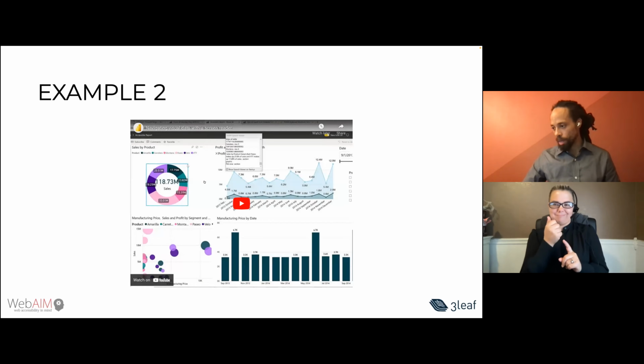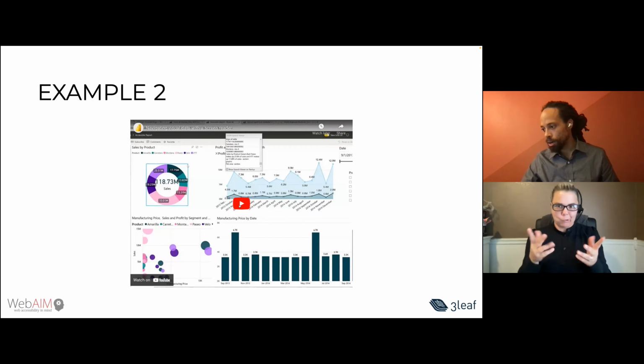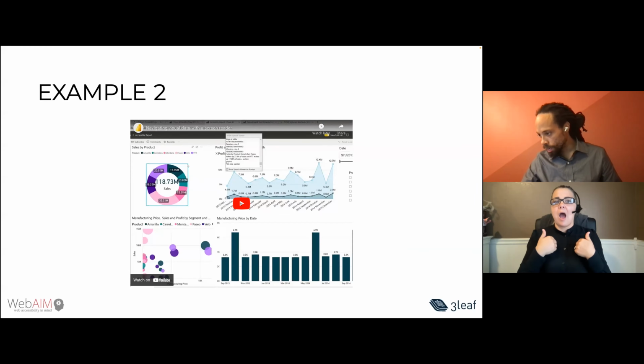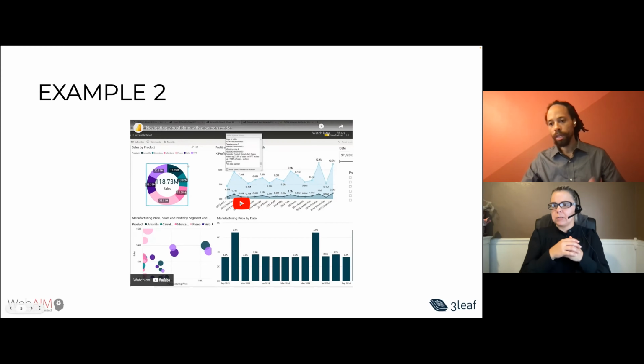Going to our next example, I'm going to play this, and I believe I have my audio hooked up so that you'll be able to hear this part. This one is a screen reader, this is going to be demoed, just a few seconds of a screen reader interacting with a dashboard.